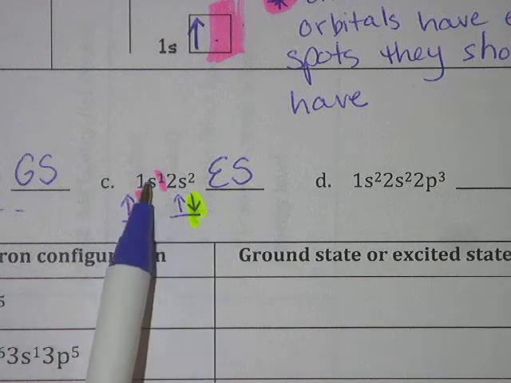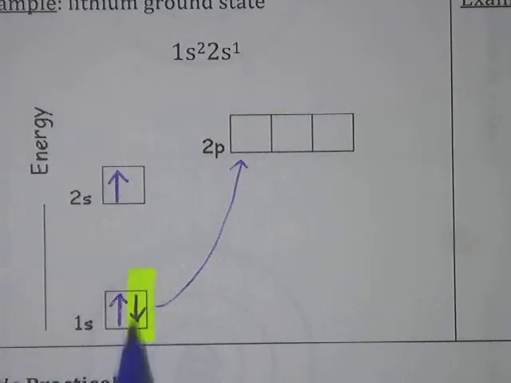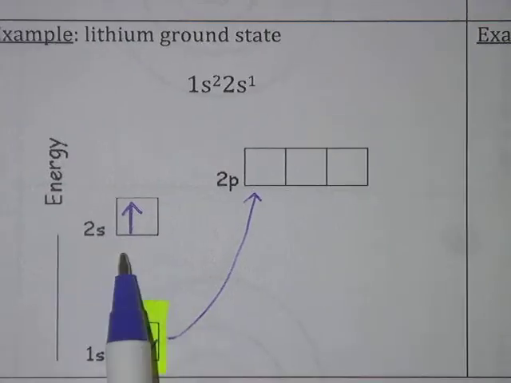Plus, again, if you add up these electrons, 1 plus 2 is 3. Element number 3 is lithium. And lithium's supposed to look like this. We already even talked about lithium.